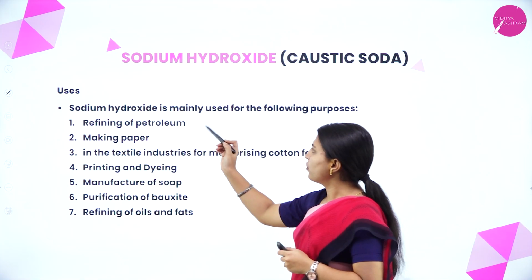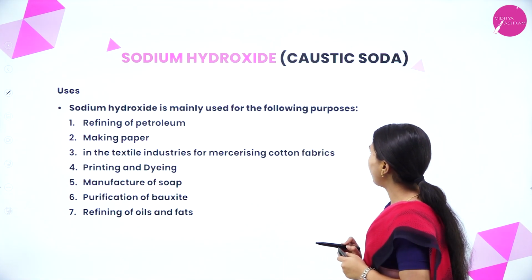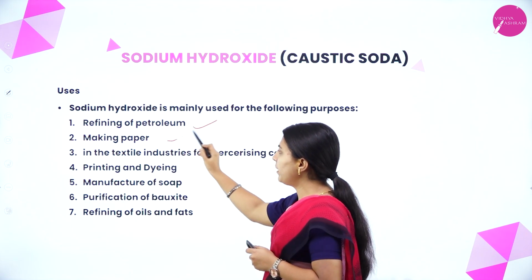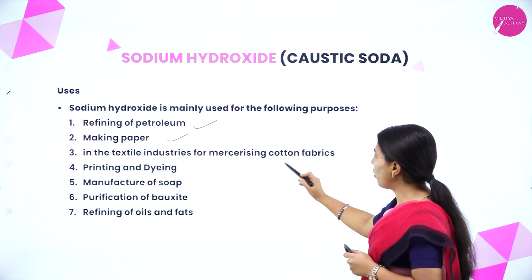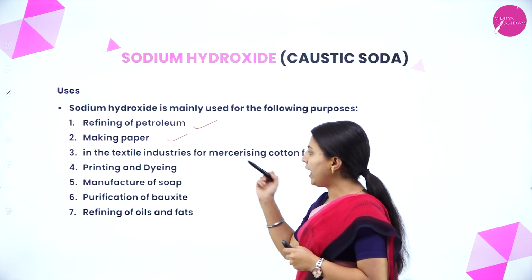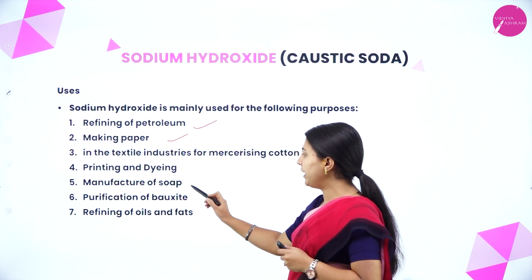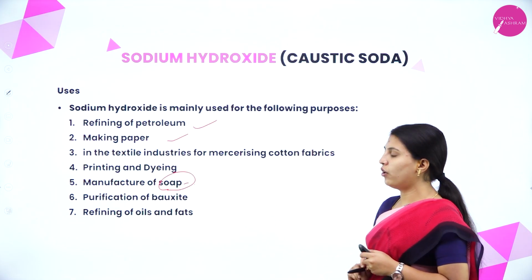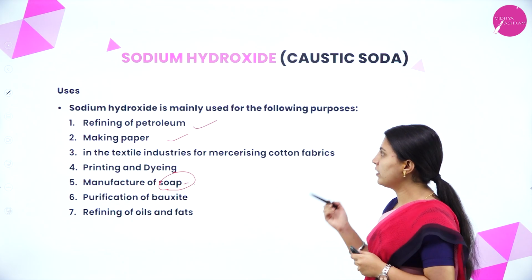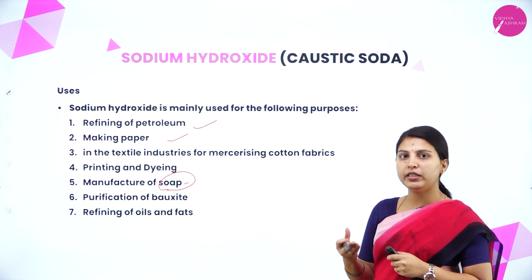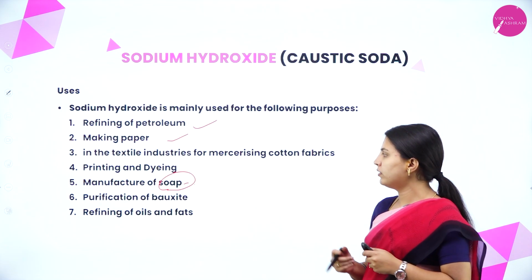Uses: sodium hydroxide is mainly used for the following purposes: refining of petroleum, making paper, in the textile industries for mercerizing cotton fabrics, printing and dyeing, manufacture of soap, mainly this industry, purification of bauxite, and refining of oils and fats. These are the uses. Before, we told that sodium hydroxide has many uses.